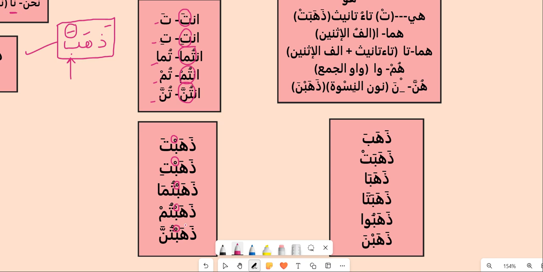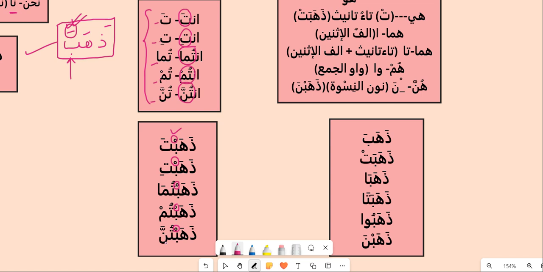So it's really very easy. You just need to change the fatha of the verb to sukoon, and attach all these mukhatib damirs to the verb. So you get dhahabta, you went; dhahabti, you went for female singular; dhahabtuma, you two went; dhahabtum, you all went; dhahabtunna, you all went for the feminine plural.